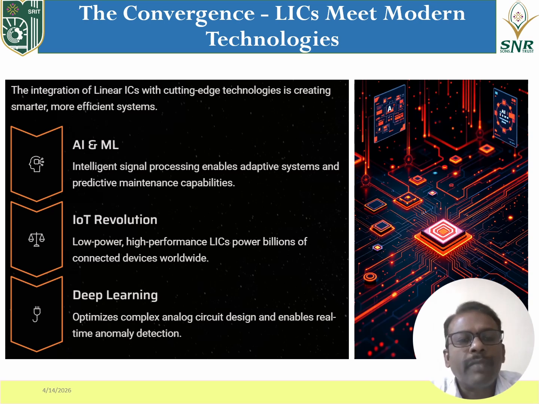So with respect to artificial intelligence and machine learning, the intelligent signal processing enables adaptive systems and predictive maintenance capabilities. So we can build the adaptive systems using these linear integrated circuits. With respect to IoT, we can do low power, high performance connected devices worldwide. So for this field, the LICs will be more reliable for constructing the IoT systems. And for deep learning, it can optimize the complex analog circuit design and enables real-time anomaly detection.